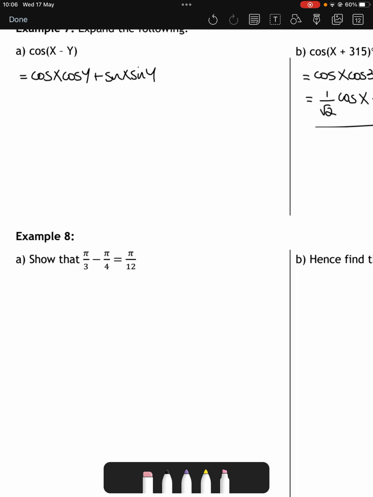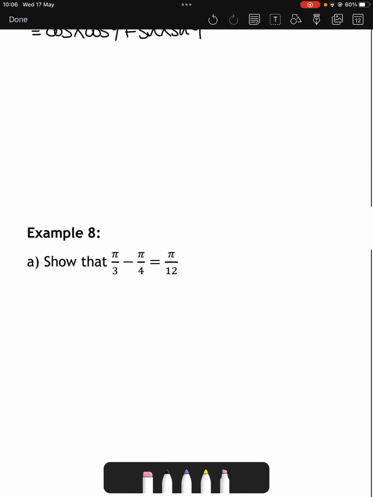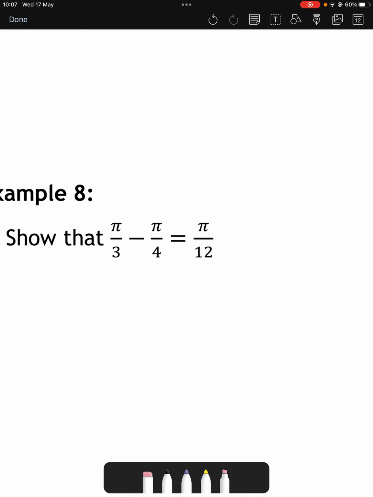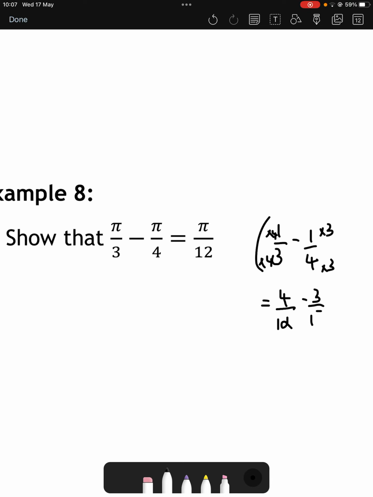Right, example 8. So it says, show that pi over 3 minus pi over 4 is pi over 12. Now, at any point, if you want, you can just eliminate your fractions. Eliminate the pi's, and then, okay, a third take away a quarter, is it a 12th? Is an easy way to do it, right? We can obviously do it with the pi's, but if you just quickly do it without, obviously we'd make them both into 12s. So 4 over 12 minus 3 over 12 is obviously a 12th.